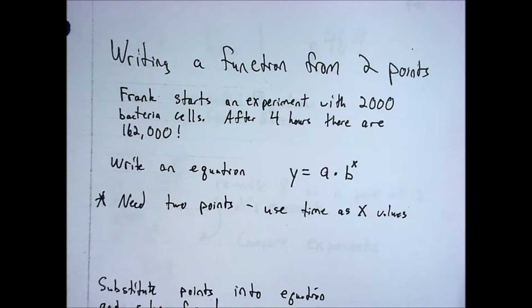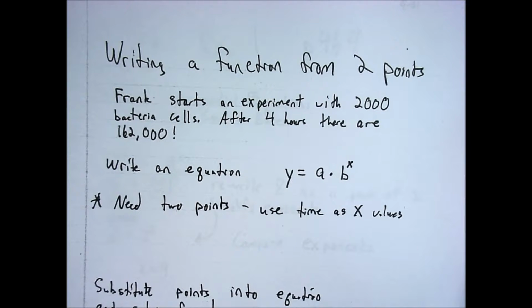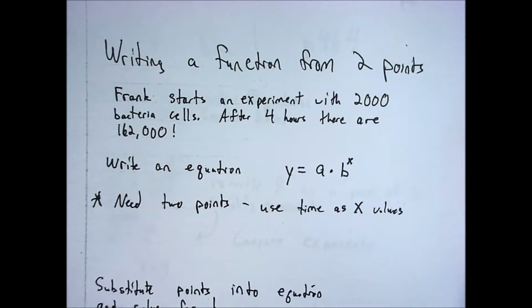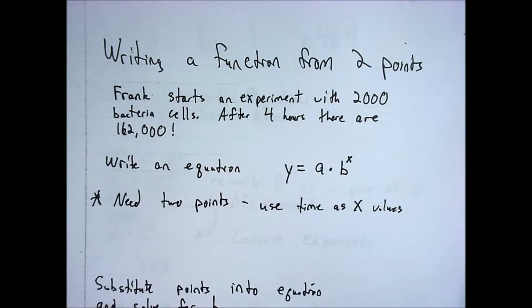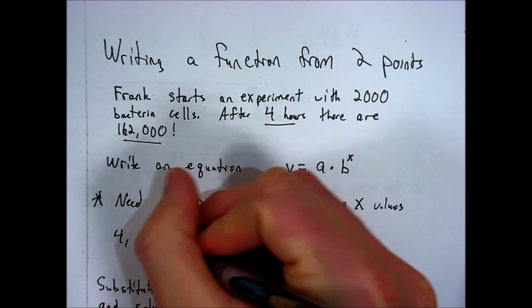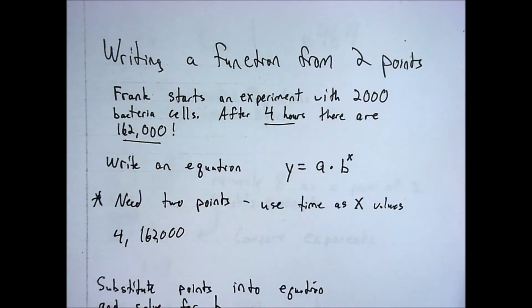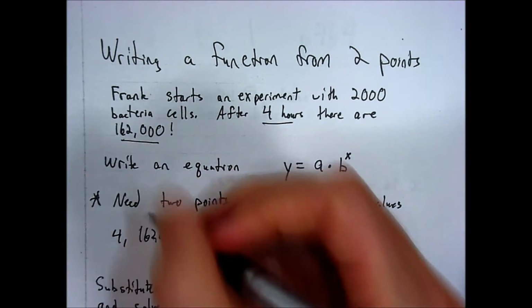Frank starts an experiment with 2,000 bacteria cells. After 4 hours, he's up to 162,000. Write an equation in the form y equals a times b to the x. We need 2 points, and we're going to use time for our x value. So the obvious one here, hopefully, is 4 hours and 162,000.